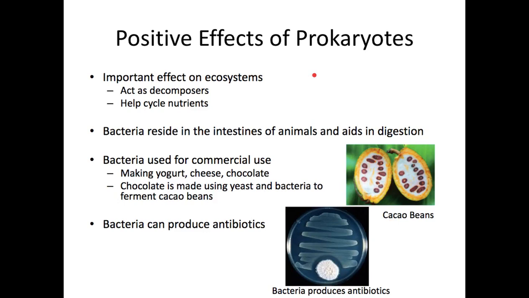Now, of course, there are some positive effects that prokaryotes can have on different ecosystems, environments and biological systems. For one, they have very important and essential impacts on ecosystems, as they act as decomposers and help cycle nutrients throughout ecosystems. Bacteria and prokaryotic cells can also reside in the intestines of animals and assist in digestion. They can additionally be used commercially in the manufacturing of yogurt, cheese, and chocolate. And finally, they can also be used to produce antibiotics. And that's going to be it for the lesson on prokaryotic cells. I'll see you in the next lesson covering eukaryotic cells.